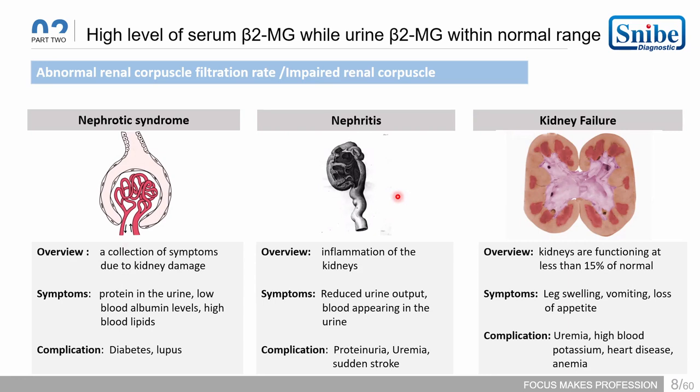If we talk about kidney failure, overall, the kidneys are functioning at less than 15% of normal. The symptoms are leg swelling, vomiting, loss of appetite. The complications may be uremia, high blood potassium, heart disease, and anemia, which are the early markers for kidney failure.